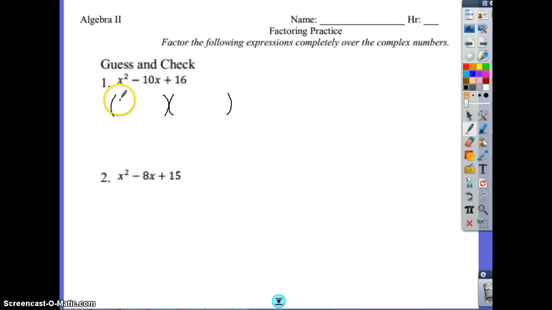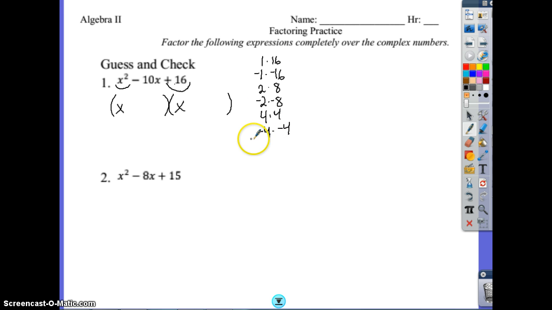So we think to ourselves, what is going to go first? And that first thing has to multiply to x squared. So the only two things that multiply to x squared are x times x. What goes last must multiply to a positive 16. So we need things that multiply to 16. So that could be 1 times 16. That can be negative 1 times negative 16. We've got 2 times 8, negative 2 times negative 8, and 4 times 4, or negative 4 times negative 4.